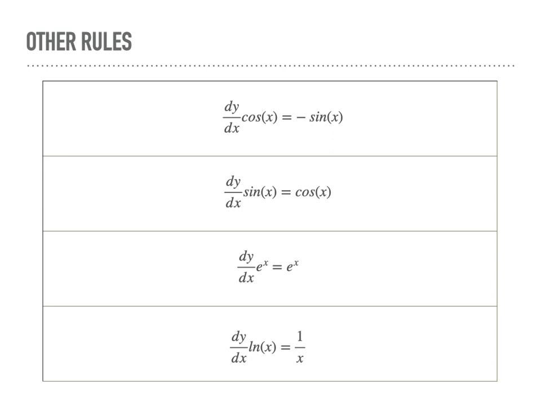And one of my favorite functions is e to the power of x, because the derivative of e to the power of x is the same as e to the power of x. And you'll learn later on that the integral of e to the power of x is also e to the power of x, but we don't have to worry about that right now. And the derivative of natural log of x is simply 1 over x.